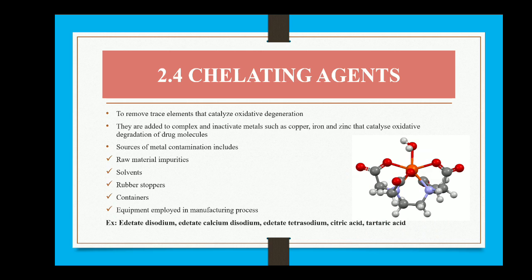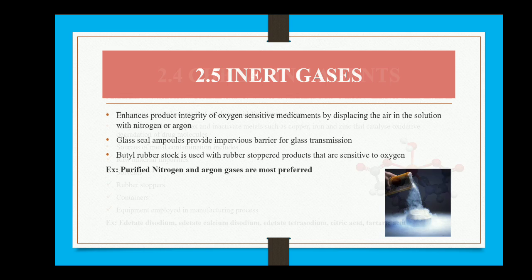drug substances. There are different sources of metal contamination which include raw material impurities, solvents, rubber stoppers, containers, and equipment employed in the manufacturing process. Some examples include edetate disodium, edetate calcium disodium, edetate tetrasodium, citric acid and tartaric acid.